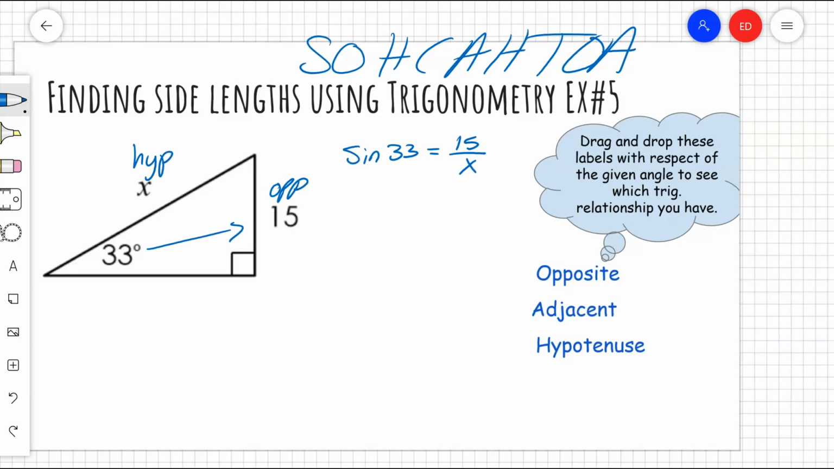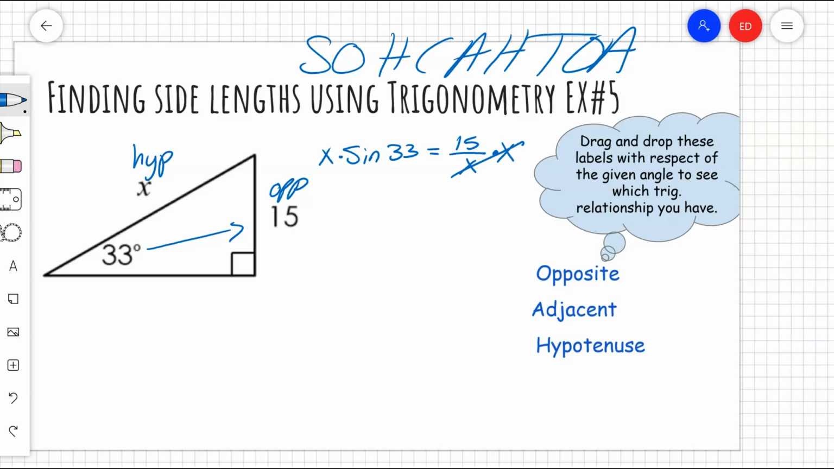All right, so I ended up with sine 33 equals 15 divided by x, because we're ending up with opposite divided by hypotenuse. Now this one does look a little different because we're not dividing by a number, so don't get into the routine of always dividing by that number. What we have now is we're dividing by x. So we're going to have an extra step here, but it's not the most difficult in the world. If it's being divided by x, we need to multiply both sides by x.